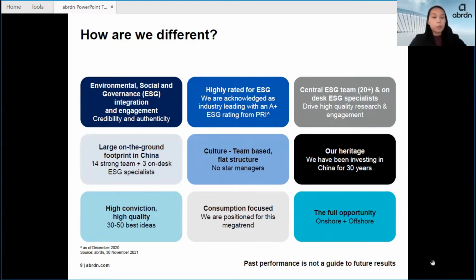So as a result, what we're looking for is to build a high conviction, high quality portfolio of 30 to 60 best ideas. One of the key megatrends that we hope to be positioned for is the focus on consumption, and in particular domestic consumption, which we believe will be a structural driver of the China market going forward. And as I mentioned, we've chosen to go for the full opportunity, not limiting ourselves to either on or offshore.